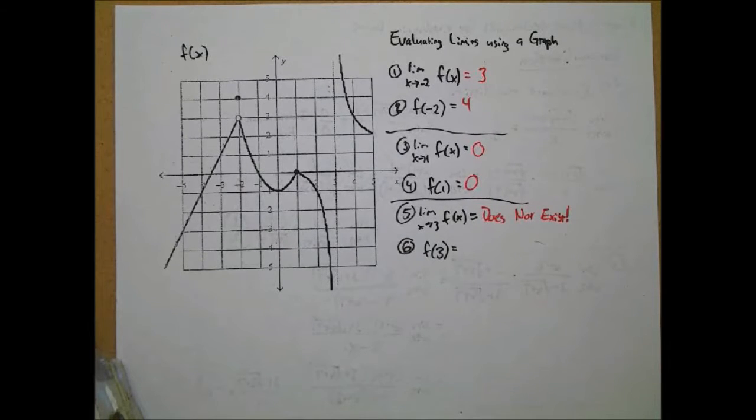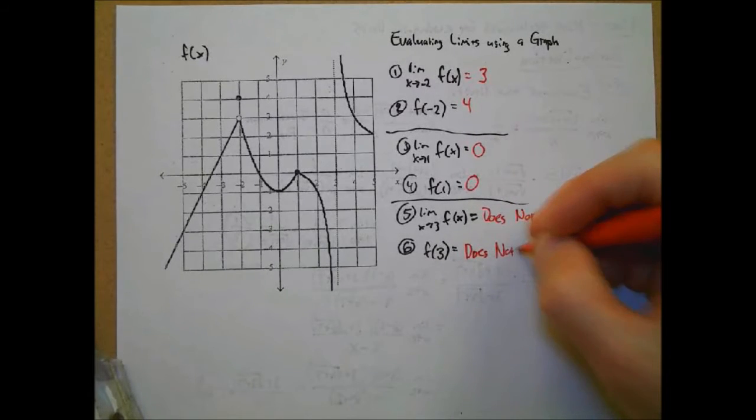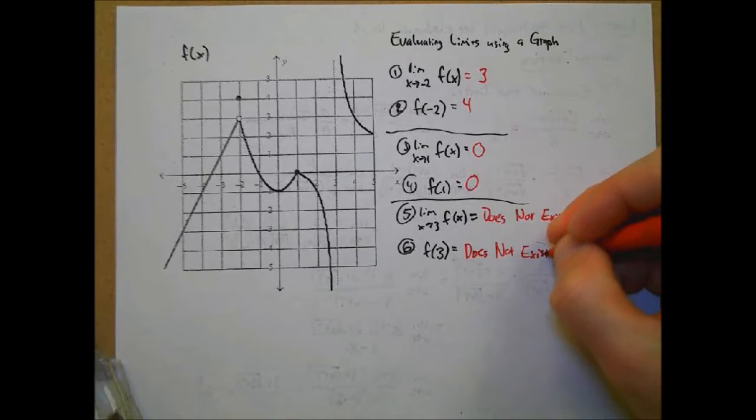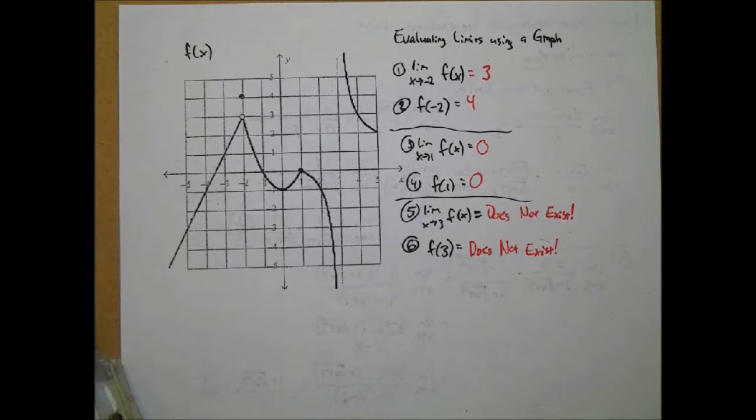Anyway, so f of 3, what's the value of f at 3? Precisely at 3, what do you think the value is? It does not exist either here. We don't know, because there's no point there, because we have a vertical asymptote. So what's the purpose? Why do we go through this?